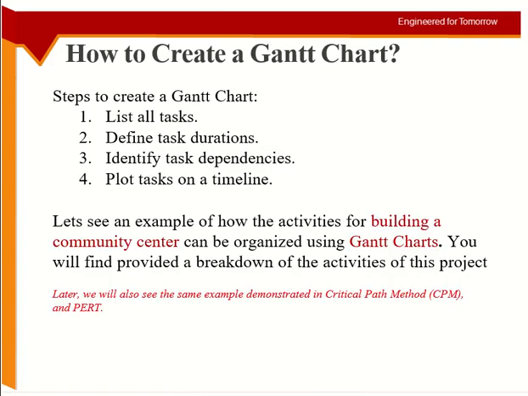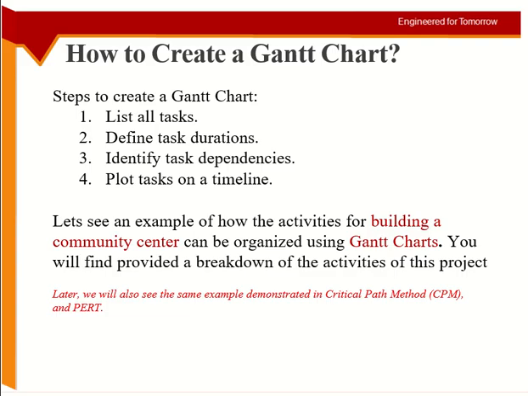So how to create the Gantt chart? First of all, the first thing you need is a list of activities. The second thing you need is defining the task durations. You have to define the duration of every task. The third thing you need is to identify the task dependencies, which tasks are depending upon other tasks. And then you plot these tasks on a timeline.